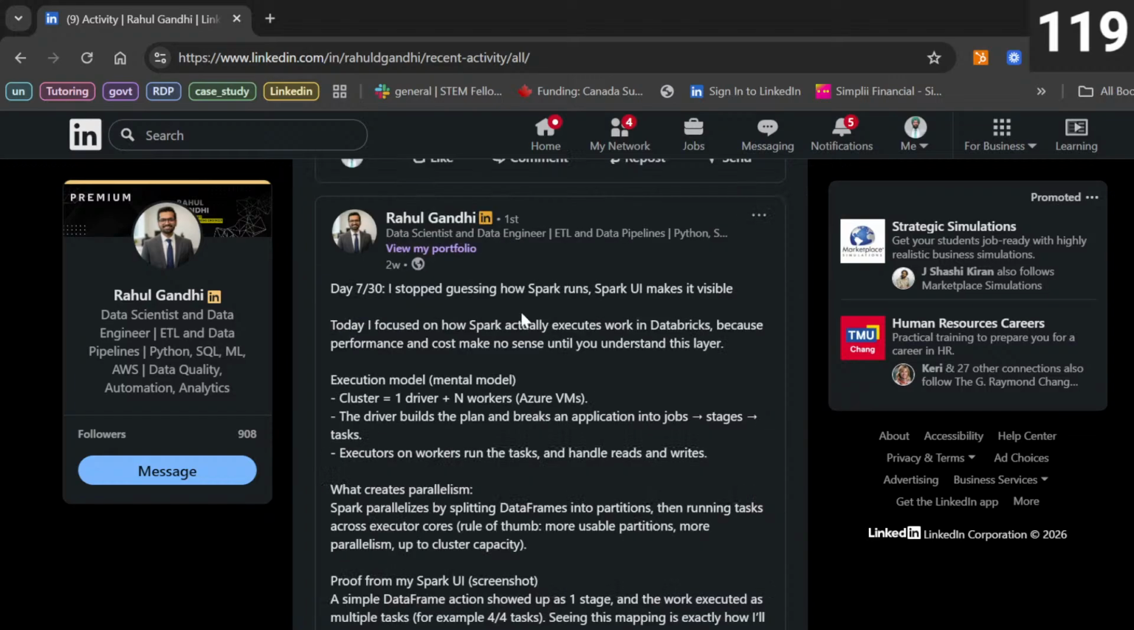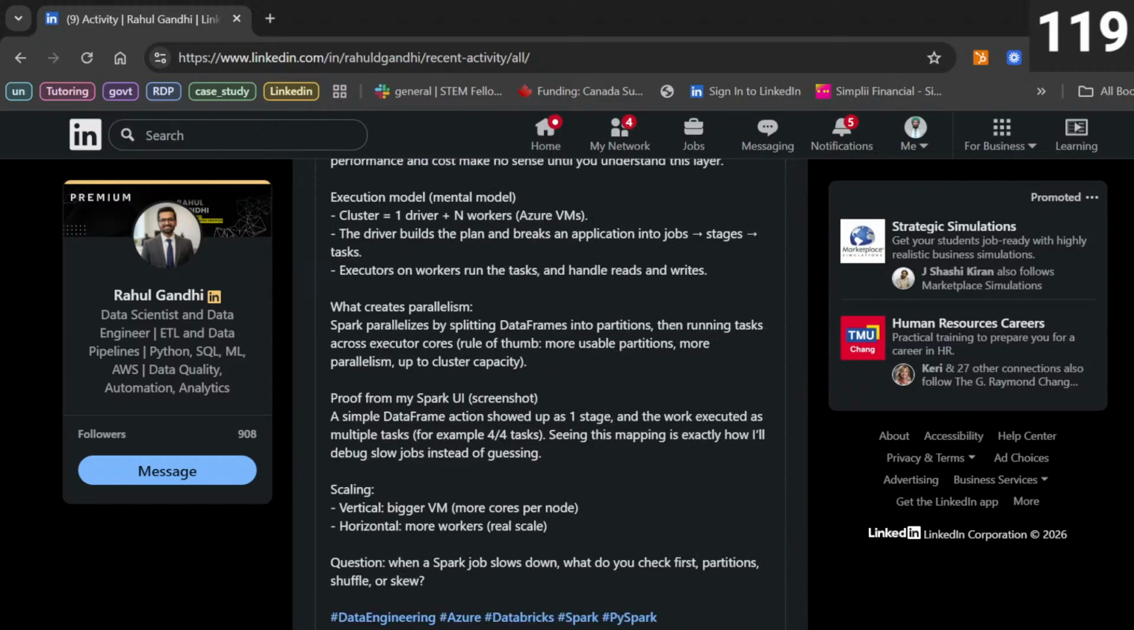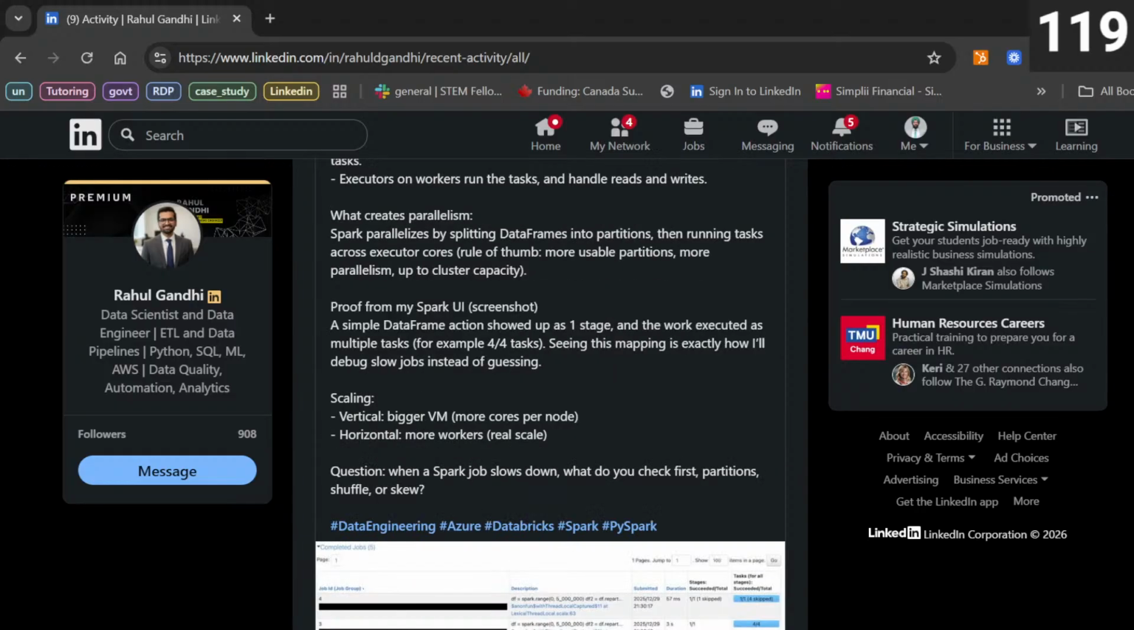In Databricks, there's performance and cost. There's an execution model: one driver, workers. The driver builds the plan and breaks an application into jobs. Spark parallelizes by splitting data frames into partitions. Proof from Spark UI: a simple data frame action showed up as one stage. Vertical means a bigger VM, horizontal means more workers.